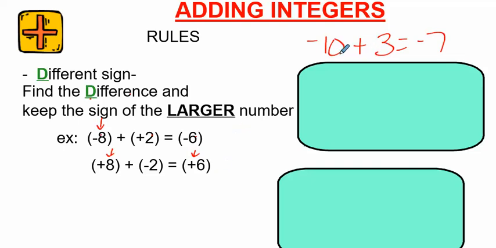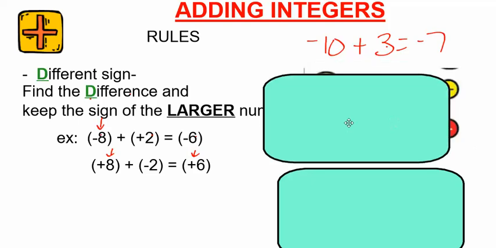All right. Let's look at my example here. If I have negative 10 plus 3, I have different signs. So I need to find the difference between them. So 10 minus 3 is 7, and I have more negative numbers.